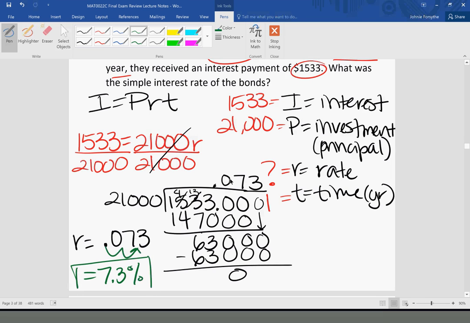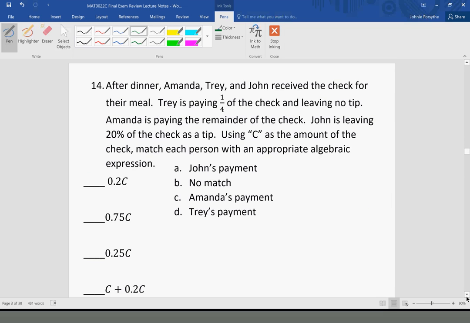So remember, the reason why the 0 goes here is that as I was dividing through, I was dividing 21,000 into 153,000. So this was the number it was dividing into. That's why I had to put a 0 here for that placeholder. Okay. There we go. Let's keep going.